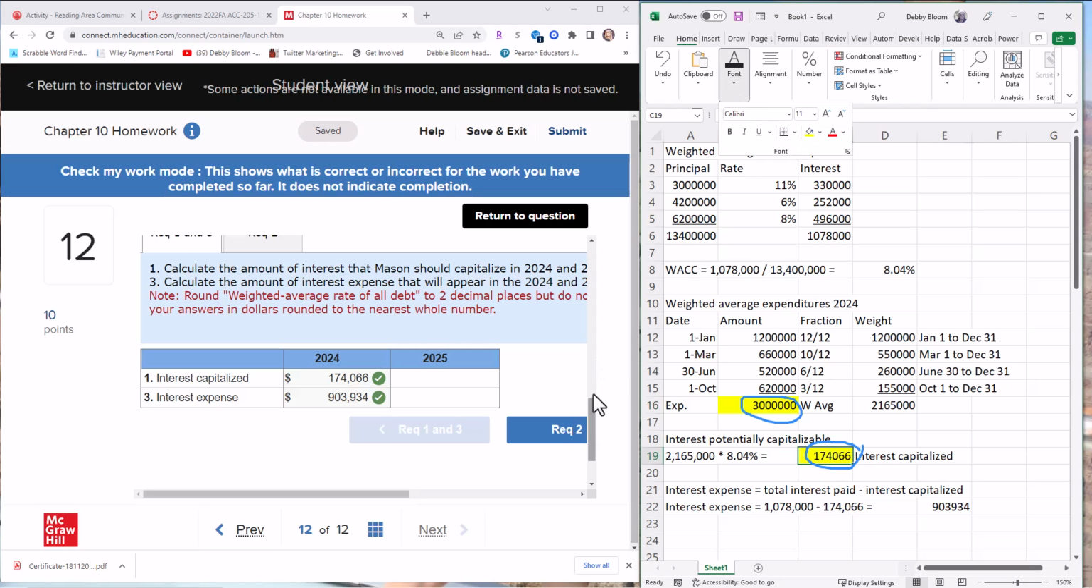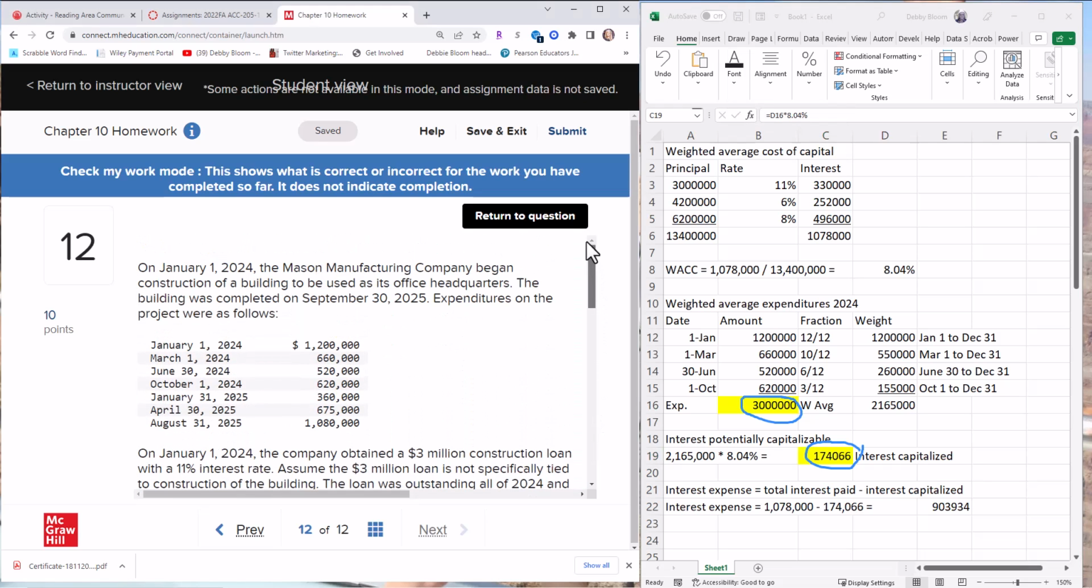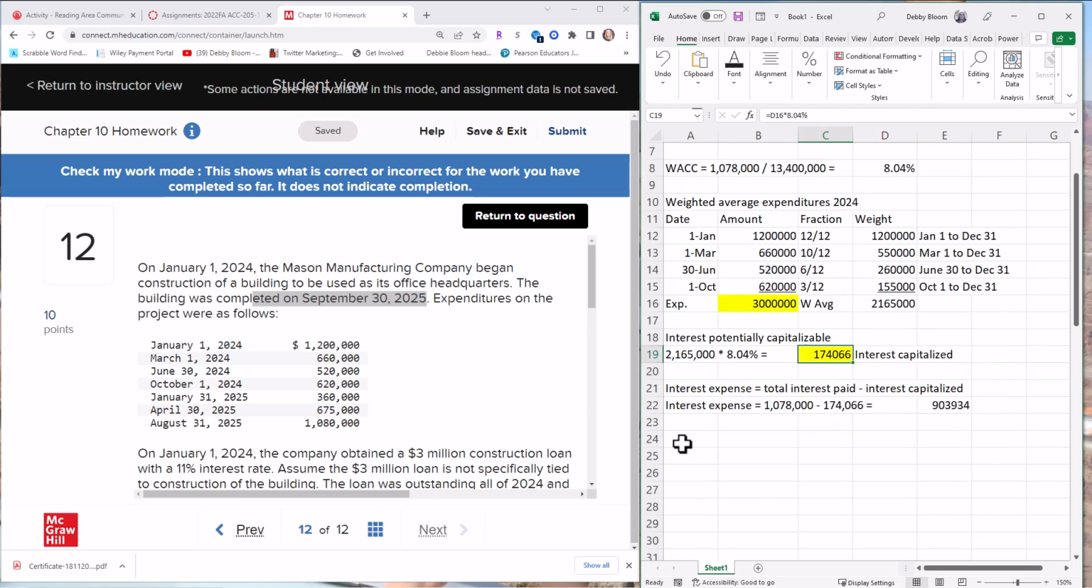And then one more thing that we have to remember is that year 2 is only 9 months. So in our calculation of the weighted average expenditures, we're going to divide by 9 instead of by 12. And then when we multiply by the 8.04%, because that's annual, we'll have to multiply that by 9/12. So let's get going and let us finish this problem. So now for the weighted average expenditures for 2025.